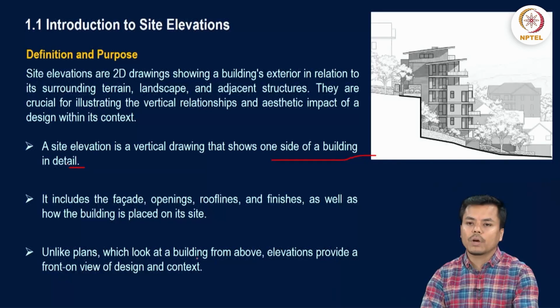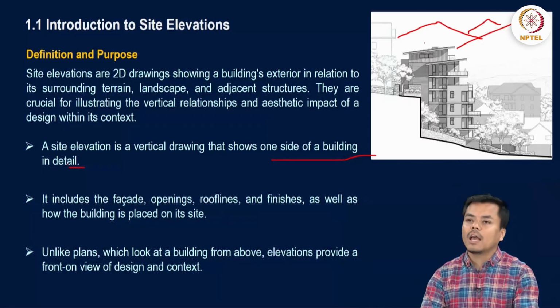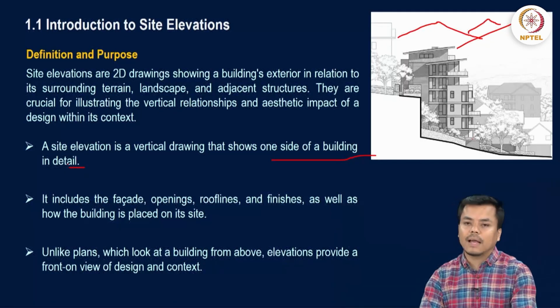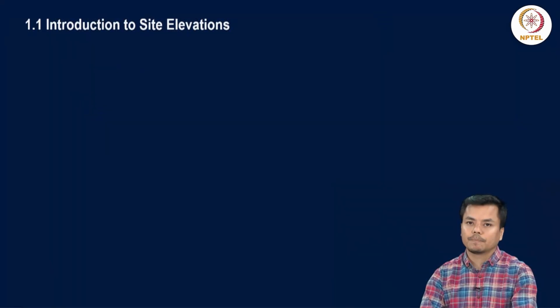Unlike plans, which look at the building from above, elevations provide a front-on view of the design and the context. So nearby surroundings, if there is any hill or mountains around, like in the distant past, can also be showcased in your site elevation, and that helps you justify the overall profile of the elevation. This is why drafting site elevation is very important.